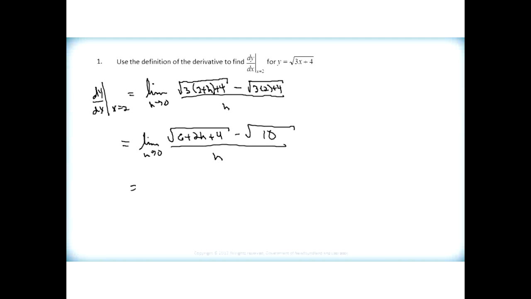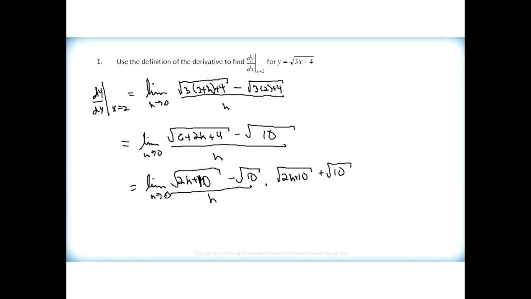So in this case, I have the limit as h approaches 0 of the square root of 2h plus 10, minus the square root of 10, all over h. Oof, that 10 got pretty messy. And so we're going to multiply by our conjugate here, which is the square root of 2h plus 10 plus the square root of 10, all divided by, same thing, the square root of 2h plus 10 plus the square root of 10. Okay, so when we work all that out, we have the limit as h approaches 0 of, in the numerator, we're just going to have 2h plus 10 minus 10. And in the denominator, we'll have h times the square root of 2h plus 10, and then plus the square root of 10.